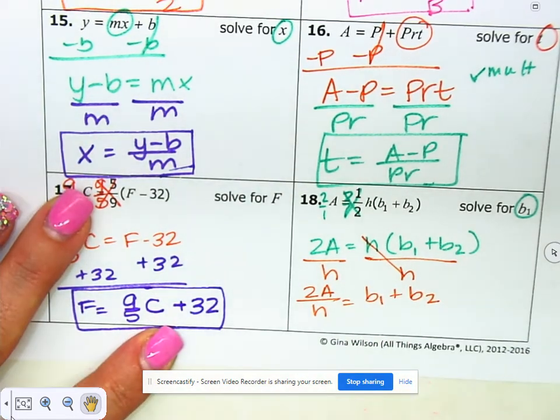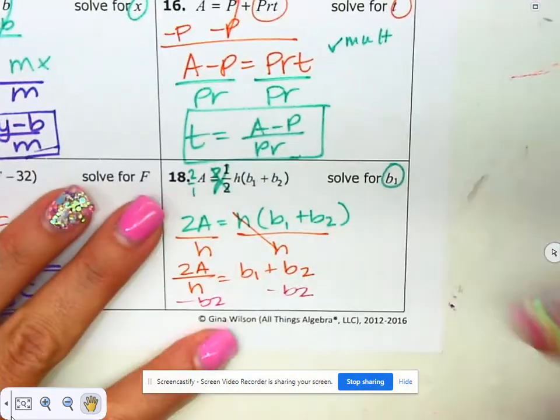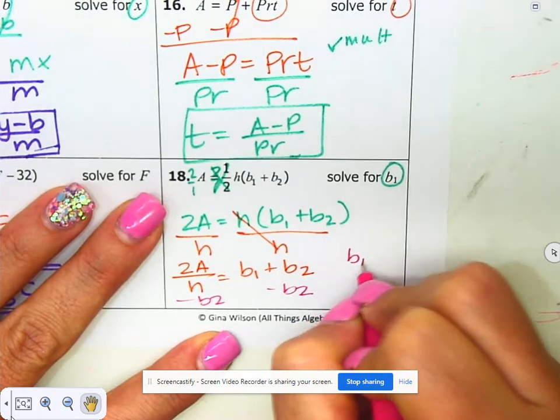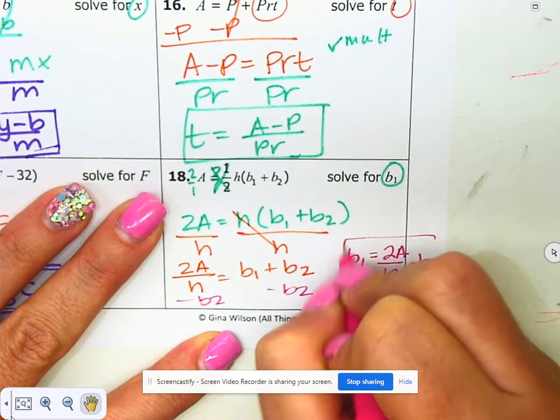My headset's about to die, y'all, so I'm going to have to hurry. All right, and then to get b1 by itself, I'm going to subtract b2. So our final answer here should be that b1 equals 2a over h minus b2.